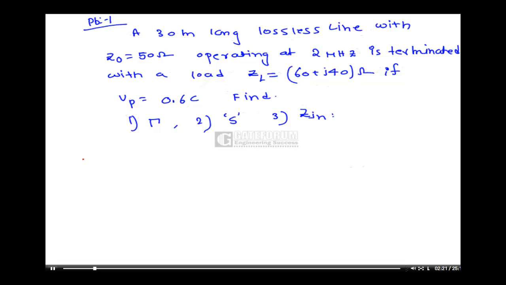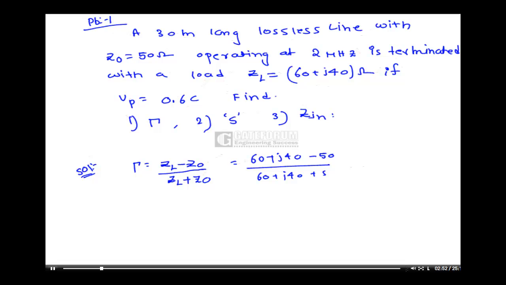So for this problem, the solution is: tau. Tau means the reflection coefficient we have to calculate. Tau is equal to ZL minus Z0 by ZL plus Z0, that is load impedance minus characteristic impedance by ZL plus Z0. We know it very well. What is ZL? 60 plus j40 minus 50 by 60 plus j40 plus 50.